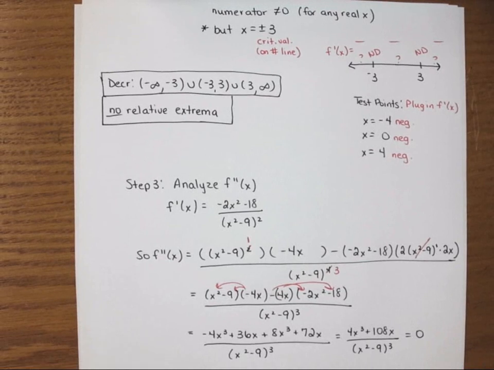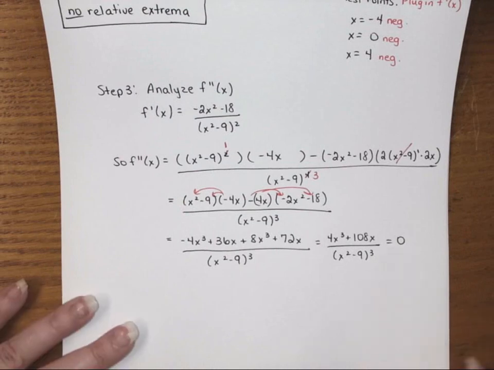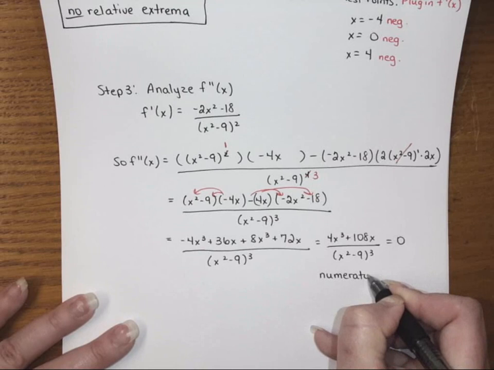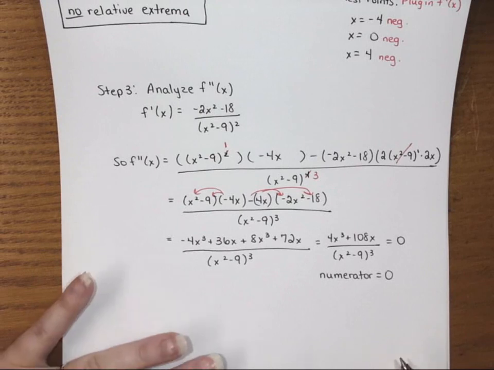Okay, so maybe pause the video, take a breath, right? That was admittedly ugly, okay? But we want to remember to set this equal to 0. But again, we really only care if the numerator is 0. We're trying to find out what makes the second derivative 0, but also anything that's off limits, which we'll talk about again in a minute.